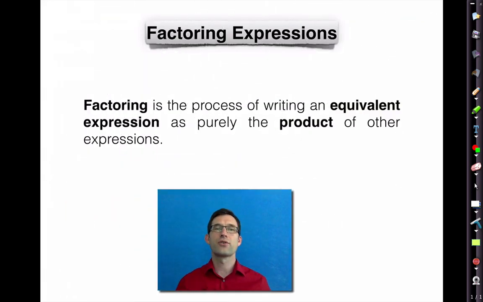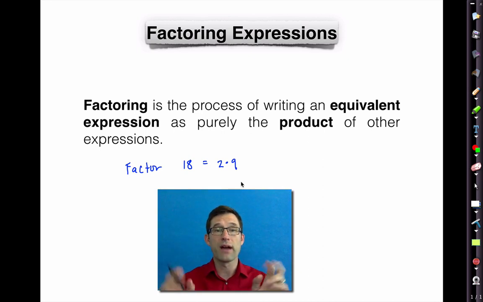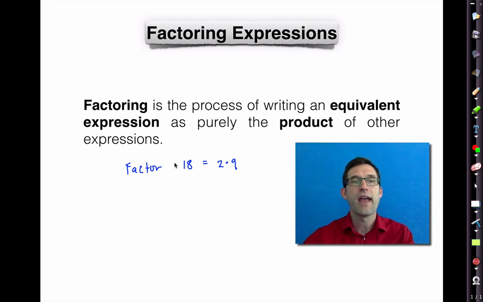All right, factoring expressions. You are going to factor so much this year. Yay. Factoring is the process of writing an equivalent expression as purely the product of other expressions. So for instance, if I told you to factor 18 and you said, oh, well, that's 2 times 9, you'd be correct. You just factored it. You didn't do what was called complete factoring or complete prime factorization, but you factored it because 18 and 2 times 9 are equivalent.